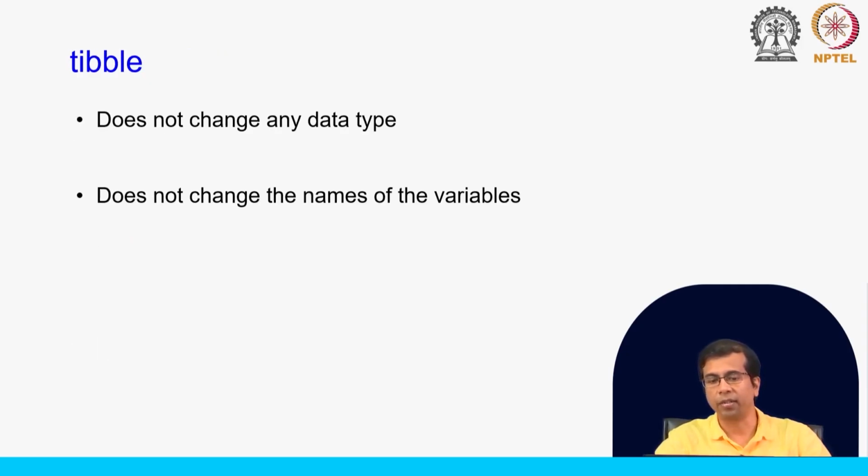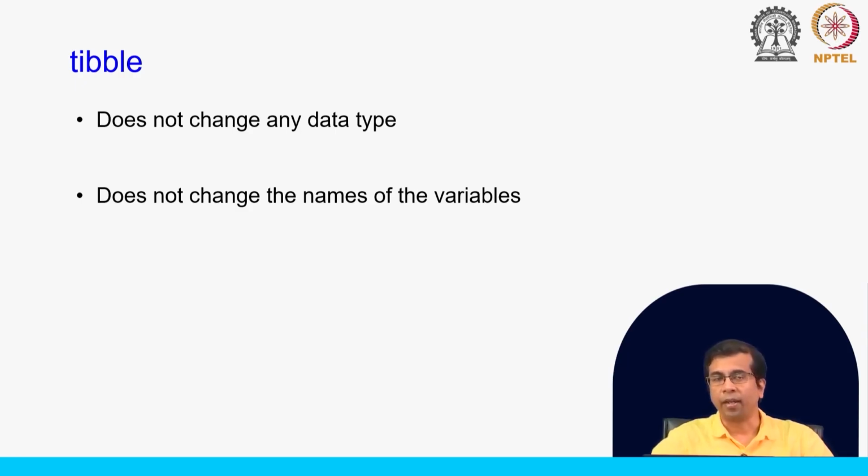So, one of the reasons why table is used is that it would not change any data type, right. This is one of the things we sometimes face in data frame. So, whatever you do, the data type will not change. Okay, so we have talked about data types, right? Numeric data type, character data type, logical data type, etc. So, whatever you do, in a table, the data type will not change.